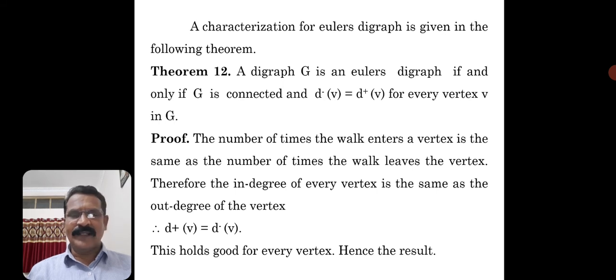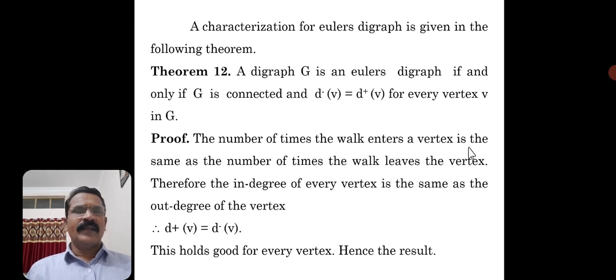So the number of times the walk enters a vertex is the same as the number of times the walk leaves the vertex. Therefore, the in degree of every vertex is the same as the out degree of the vertex. So the out degree is always equal to the in degree of the vertex V. This holds for every vertex. So if you consider an Euler's graph, then definitely for every vertex of the digraph D, the in degree is always equal to the out degree. So one part we have proved.